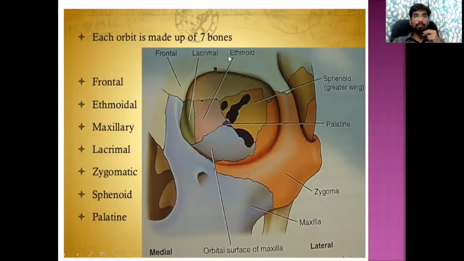What are the bones that form the orbit? First we see the big bones. One is the frontal bone, next is the zygomatic bone, next is the maxillary bone, and on the medial side we have the lacrimal bone, ethmoid bone and sphenoid bone. The smaller one is the palatine bone.